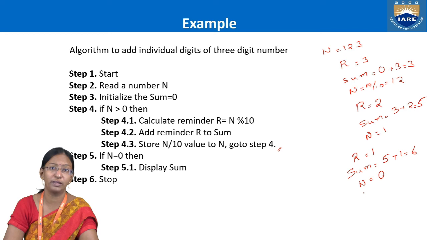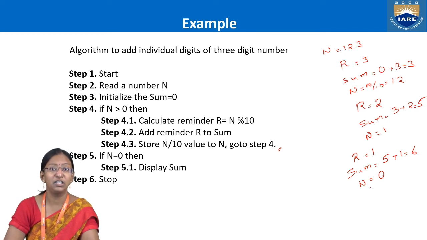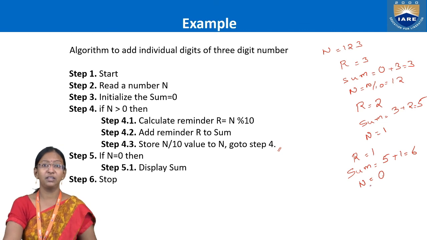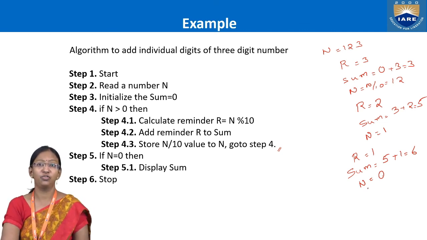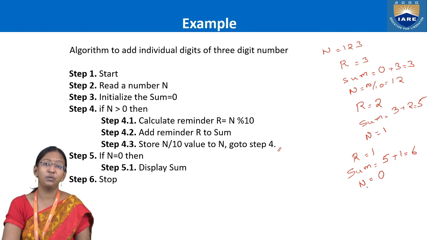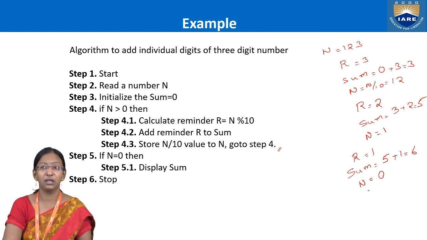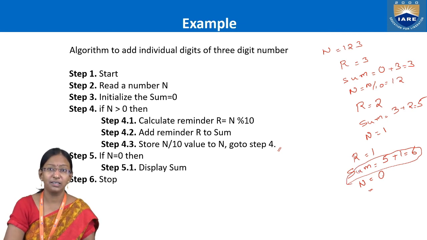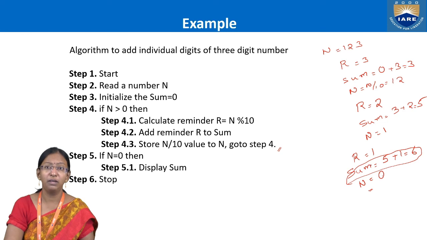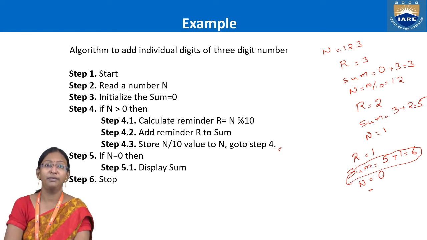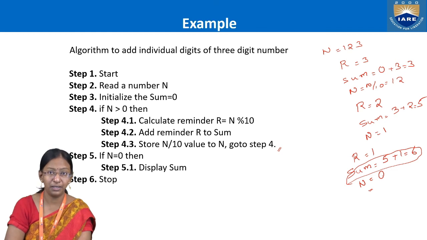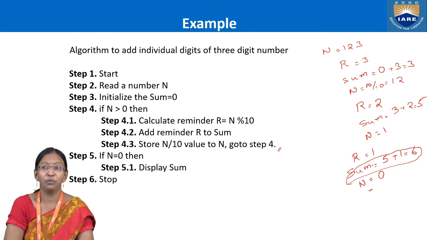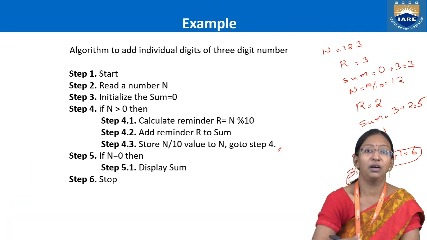Go to step 4 once again. Here the n greater than 0 condition fails. Once it fails, it will take you to step 5. What is it checking for? It is checking whether the n value is equal to 0 or not. Yes, the current value of n is 0. Display the sum. What is present in sum? The value 6. So, don't you think that sum is holding a value which is the sum of the individual digits of the given number, right? So, display the value of the sum. That is the output of your algorithm. Stop. This is how you have to think.